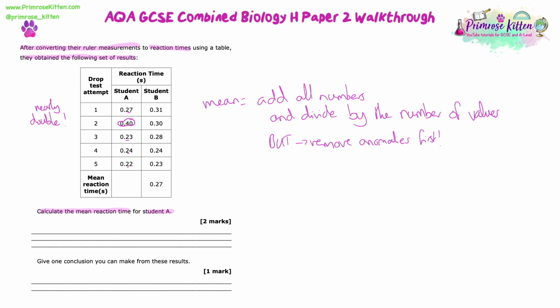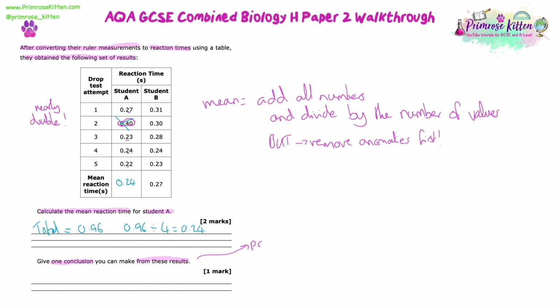So I would say that this is most likely an anomaly, given how close in range all of the other numbers are. They're all in the 20s. I would say we remove that, and so then we calculate 0.27 plus 0.23 plus 0.24 plus 0.22. That gives us a total of 0.96. And then we're dividing it by 4 because we only had 4 values, so that gives us 0.24.